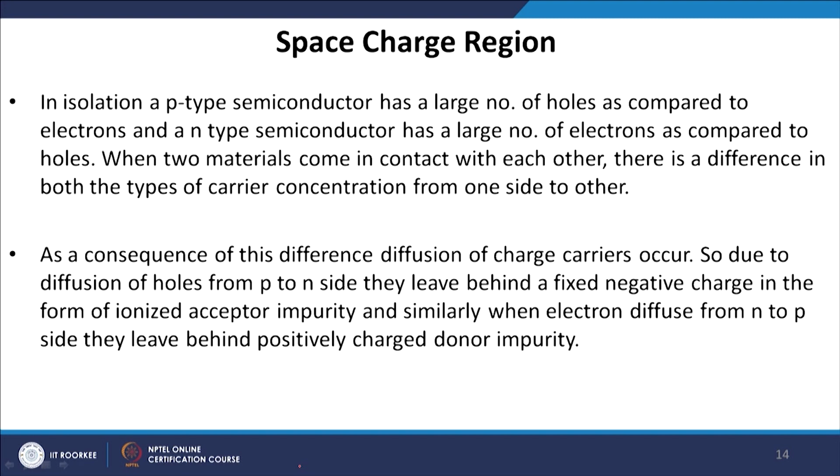Due to the diffusion of holes from the p to the n side, they leave behind a fixed negative charge in the form of ionized acceptor impurity, and similarly when electrons diffuse from the n to the p side, they leave behind positively charged donor impurity. But how exactly it forms, and how it influences the energy momentum diagram or the potential energy diagram, we will learn in the next class. Thank you.